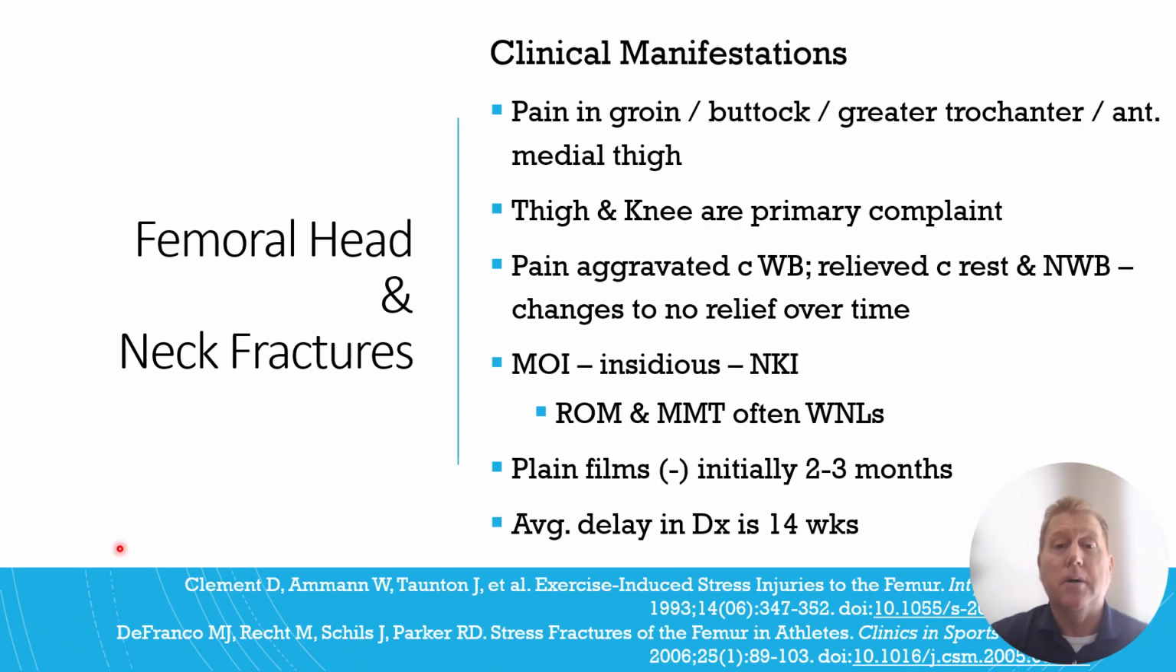So we end up with pain. That seems to be an obvious complaint. We fall, and we have immediate pain at the hip, groin, buttock, greater trochanter. You can also have some thigh and knee complaints as well. That anterior thigh pain running down toward the knee can be confused with lumbar radicular symptoms.